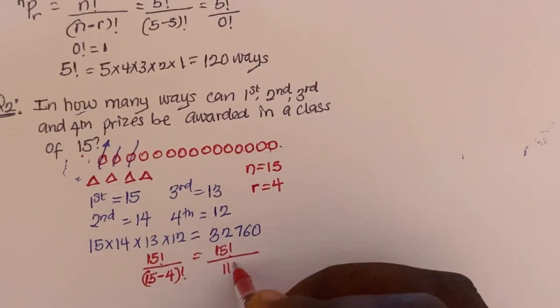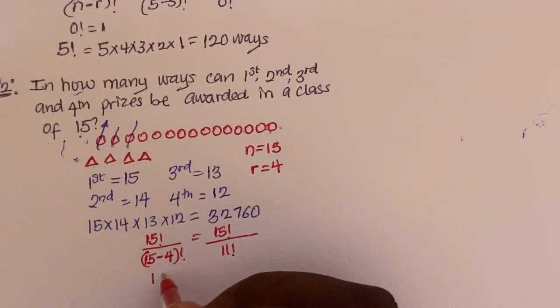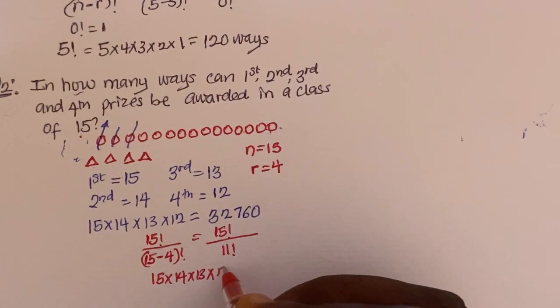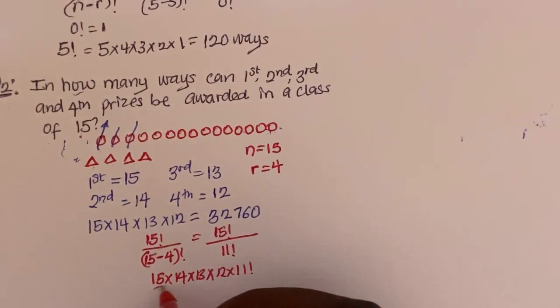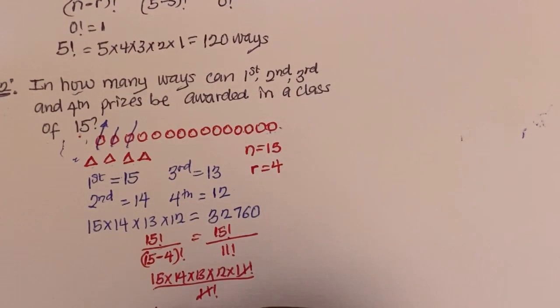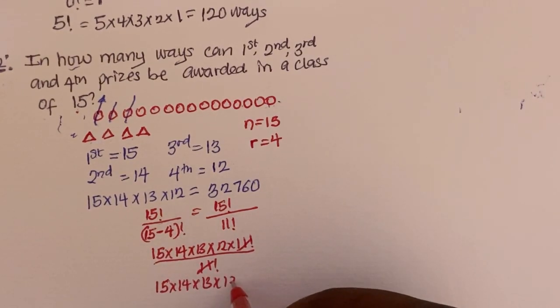That's actually 11 factorial. Can you see this now? So my 15 factorial I can actually write as 15 multiplied by 14, multiplied by 13, multiplied by 12, multiplied by 11 factorial, divided by 11 factorial. So this cancels this out. Then I'm left with 15 multiplied by 14 multiplied by 13 multiplied by 12, which is simply what?